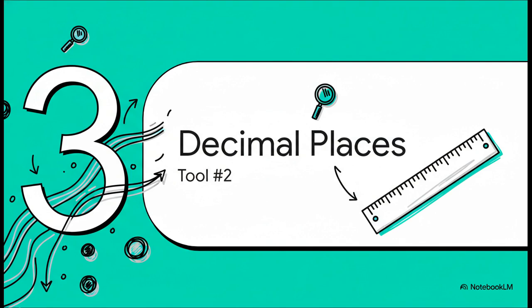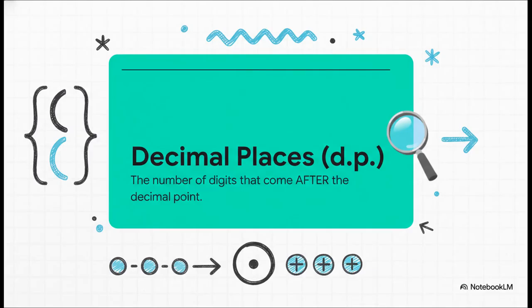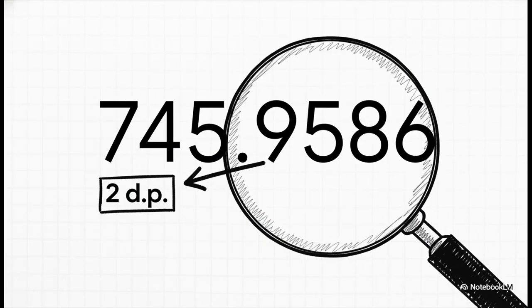Now let's move on to our second tool, which you'll be happy to hear is often a little bit simpler. It's called decimal places. And the definition for this one is pretty much exactly what it sounds like. When we talk about decimal places, we are only looking at the number of digits that come after the decimal point. Nice and easy. All right, let's try an example for this one too.